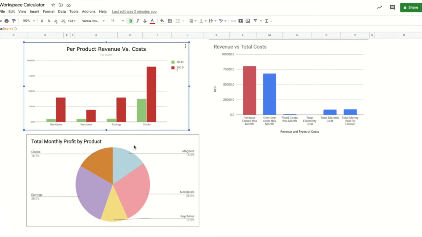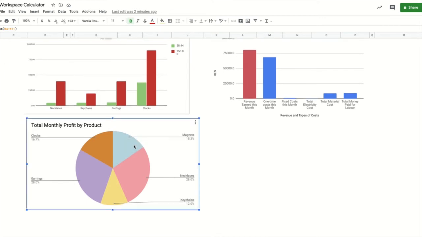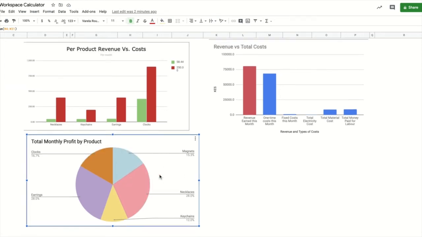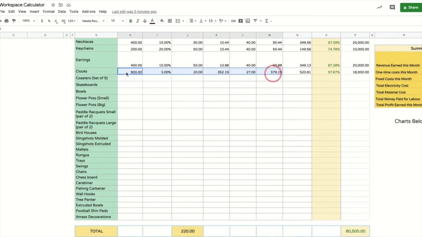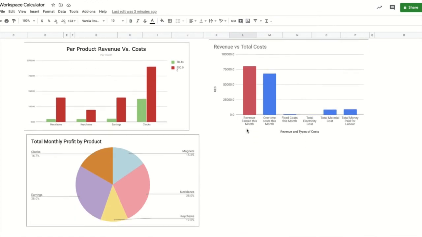Then we have the pie chart, which shows the total monthly profit by product. Now it's a little bit skewed because I entered a little bit biased information for the clocks. These are not the actual numbers, but we'll be able to guess that earrings and necklaces contribute the most to the profit, whereas keychains probably don't contribute as much with only 12%. So those should probably not be our priority.